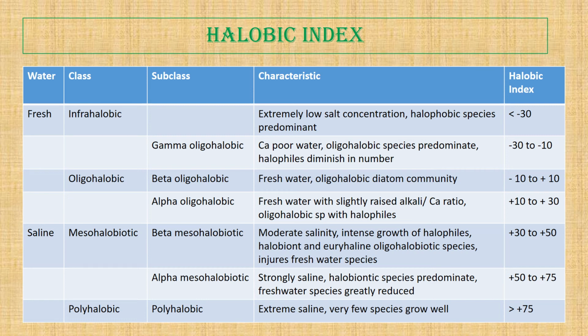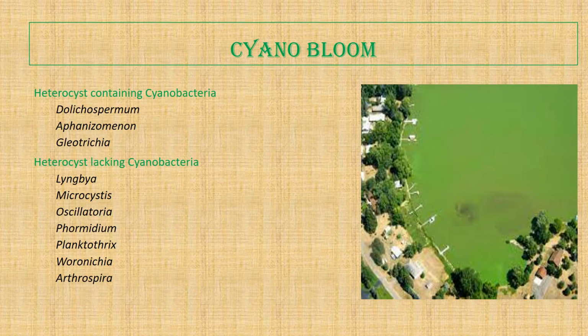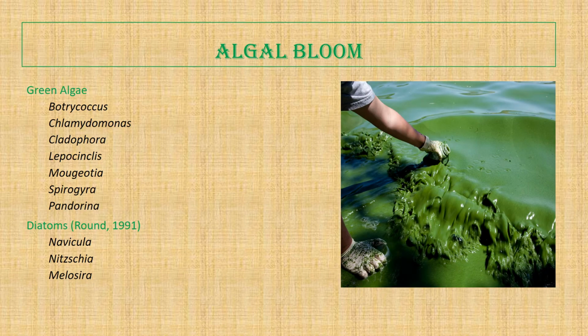Halobic index, fresh water we see is subdivided into infrahalobic and oligohalobic, each of which is again subdivided. The saline water body is divided into mesohalobic and polyhalobic, which is again further subdivided. You can pause the slide and read about the characteristic of the water associated with each category. These are the names of cyanobacteria that are present in a cyanoclone. These are algal species that are present in algal bloom.